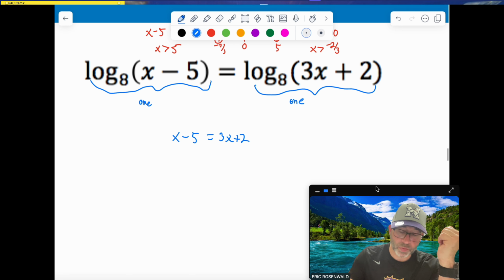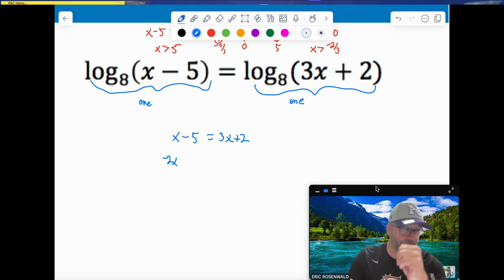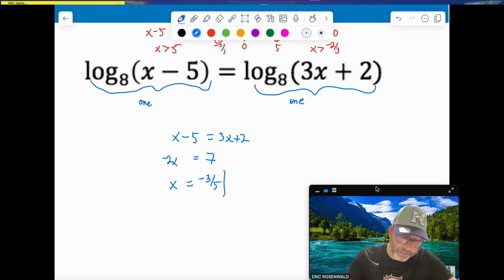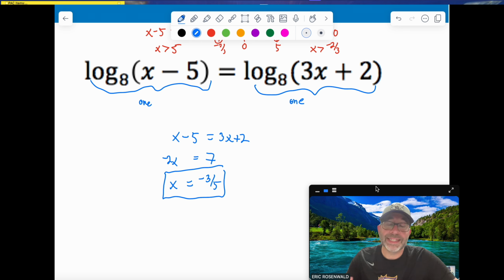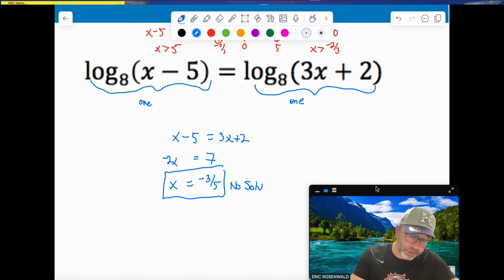Let's check our work. We're going to end up with a negative 2x is equal to positive 7. So we get x is equal to negative 3 over 5. Now, x is not greater than 5 here. So this is not a solution. We would say no solution.